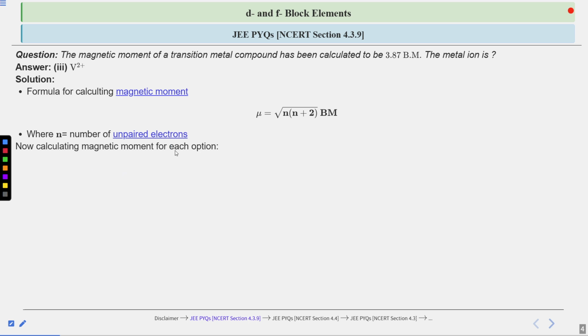Now calculating the magnetic moment for each option. So basically you have the formula for the magnetic moment. You have the value for the magnetic moment. You just have to put this value in this formula for every option. So let's see.